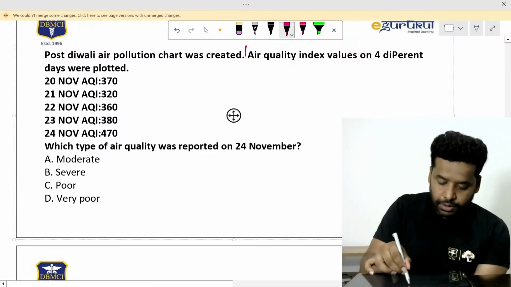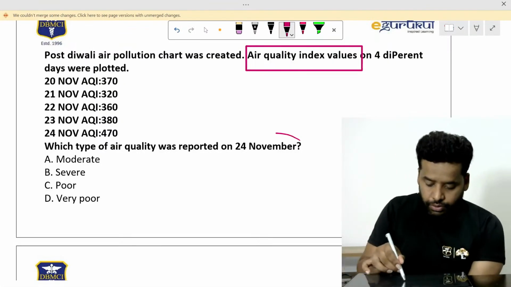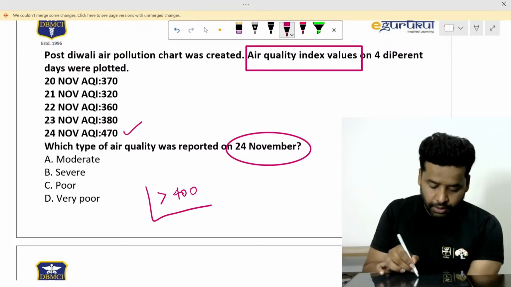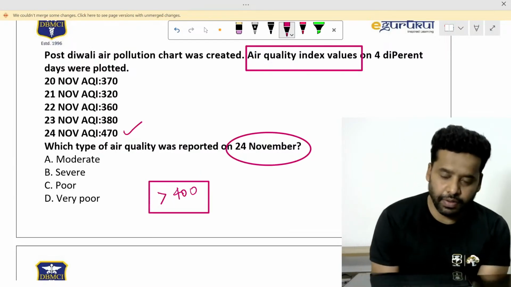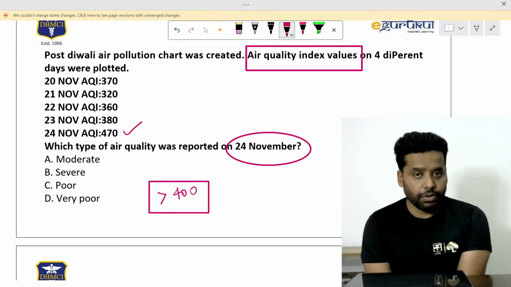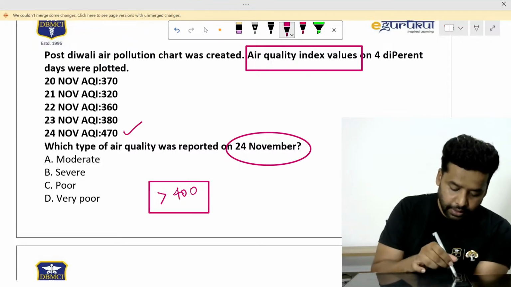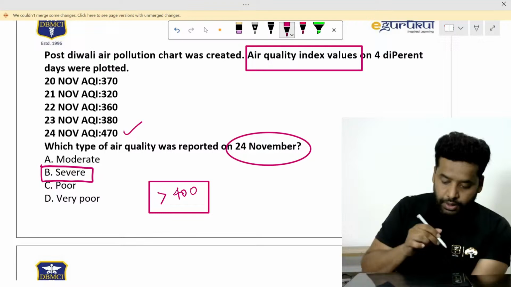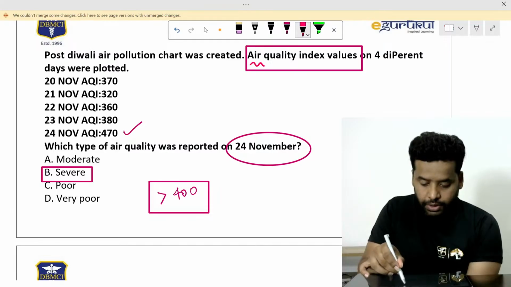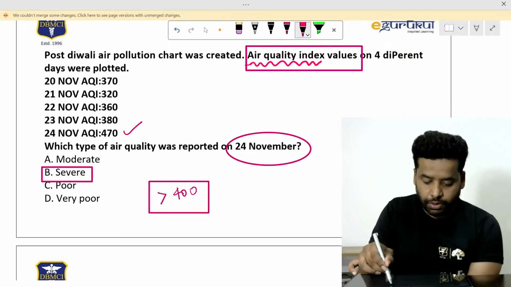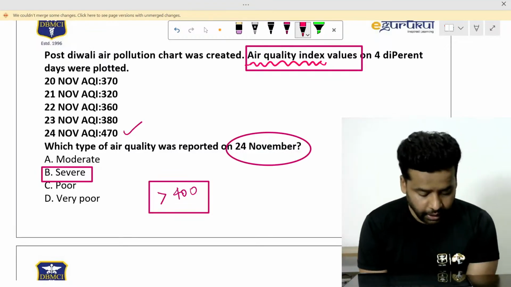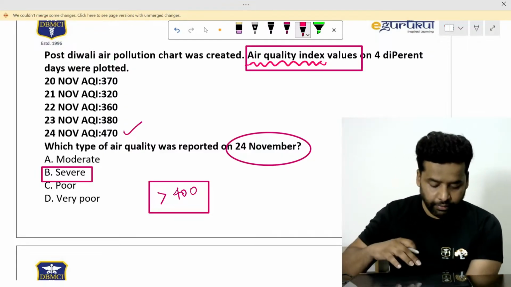So the air quality values are given. On 24th November, if the values of the air quality index are more than 400, usually we ask this question. If I ask in between, it will become very difficult. Usually we ask the question: values more than 400 come under the severe category. It is based on air quality index. Air pollution index is different. We don't ask questions on it because we don't monitor air pollution index in our country. It is more of air quality index that we check. So if it is more than 400, it is severe.